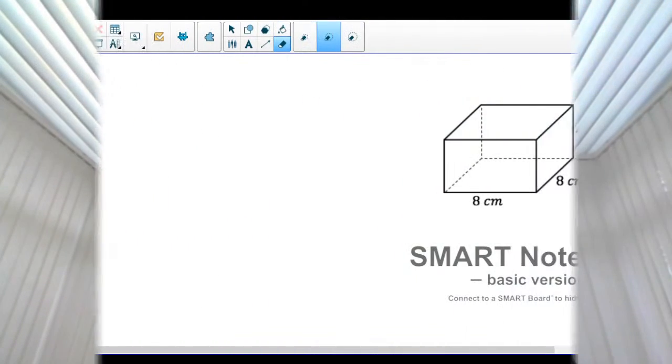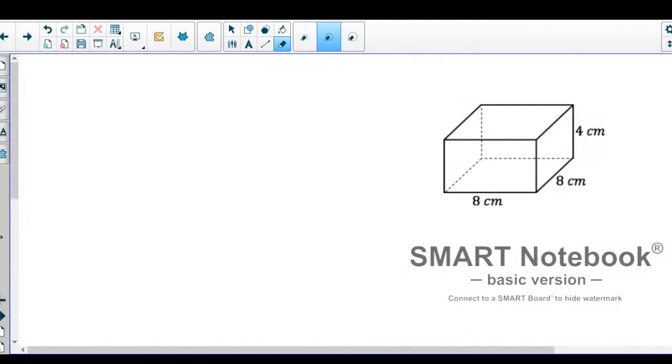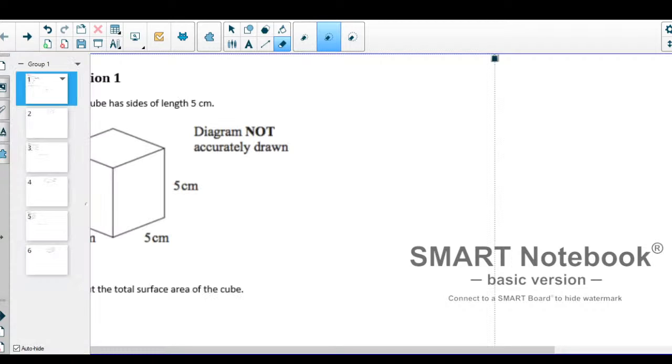And basically, I'm just going to go through the first three for those of you that might be having any problems. So what I'm going to do is go to my smart notebook and let's have a look what we got. So my first question is this one here.